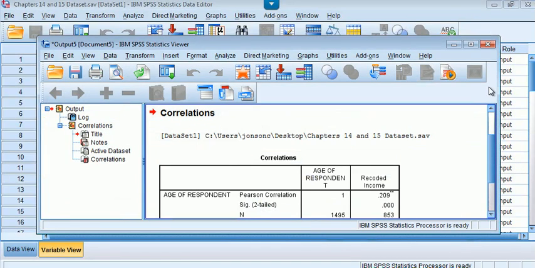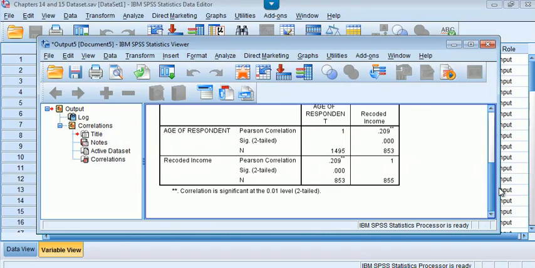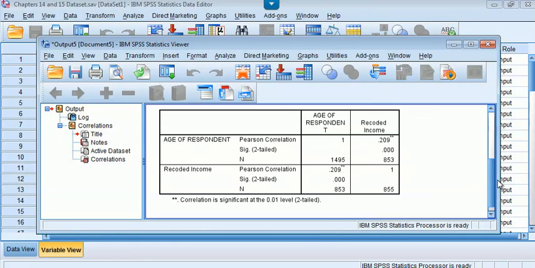You will see a correlation table, or correlation matrix, comes up. So real quick, how to read this. You will notice that in any correlation table that you do, there's always ones down the diagonal. The reason for this is you're correlating the one variable with itself. So in this box right here, we are correlating age of the respondent with age of the respondent. Since it's the same variable, those are perfectly correlated with one another. In this box down here, we're correlating recoded income with recoded income.